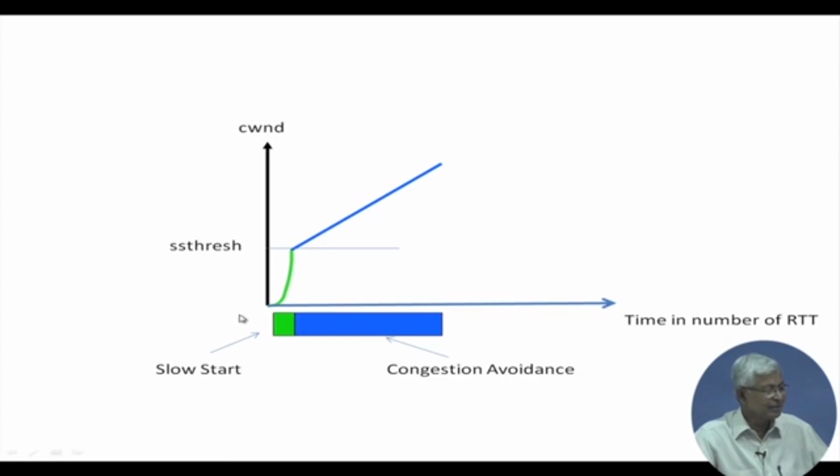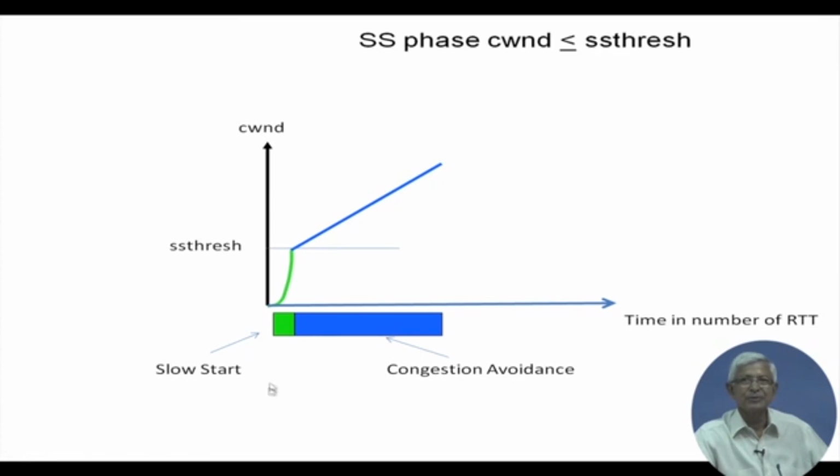So, it can be plotted like this, where the x axis is RTT and the y axis is CWND in terms of MSS. There is an SS threshold set, and CWND increases slowly, but then exponentially quickly, and once it reaches SS threshold, it goes linearly. So, this is the slow start phase, and this is the congestion avoidance phase. Slow start phase is when CWND is lower than SS threshold, and congestion avoidance phase is when CWND is higher than SS threshold, that you have to remember.